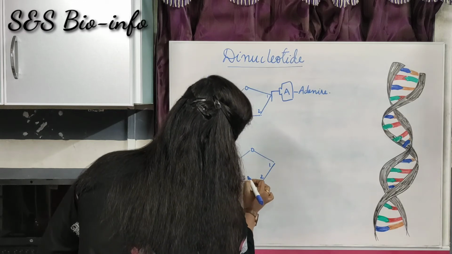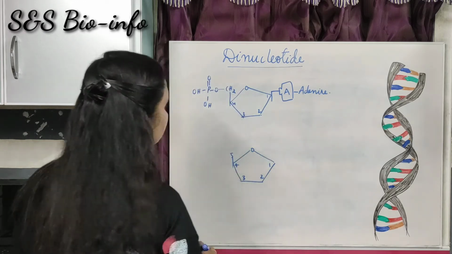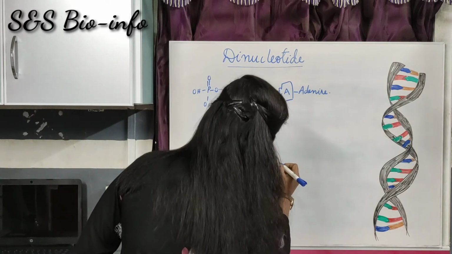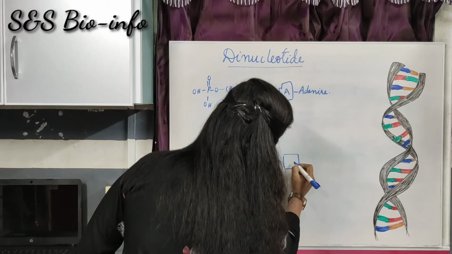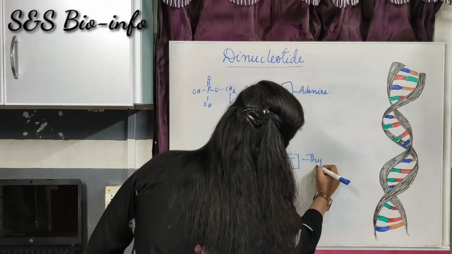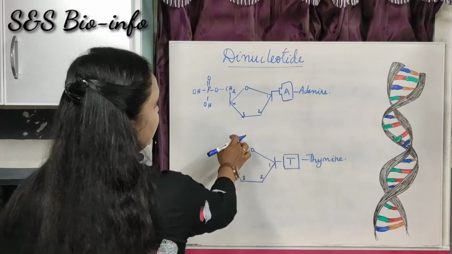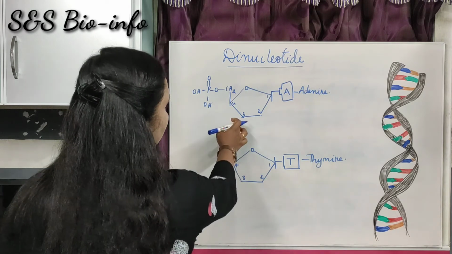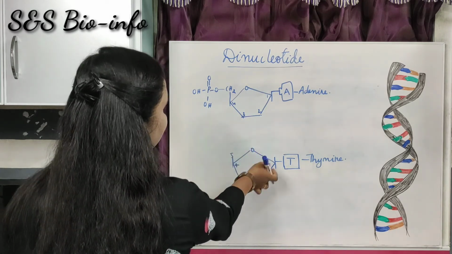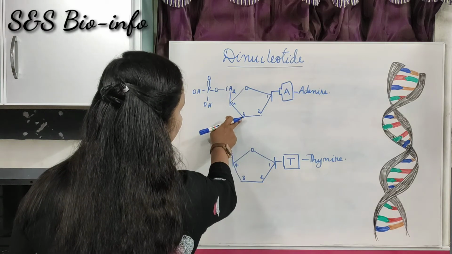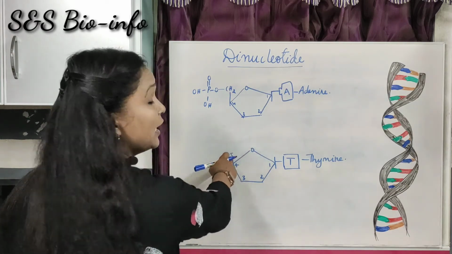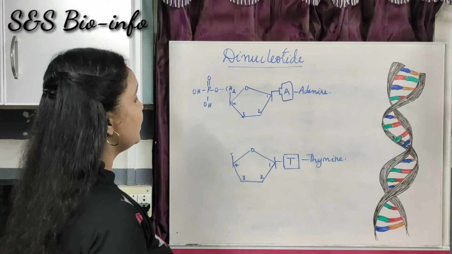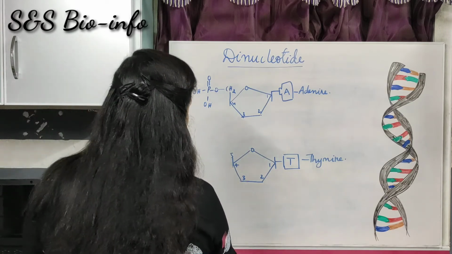First, second, third, fourth and fifth carbon atom, and suppose this is thymine. Next one is thymine. Look at this. Let's understand how this is connected to the next one. One nucleotide is connected to the next by means of the third position of the carbon atom with the fifth position of the next nucleotide by means of a phosphoester linkage, phosphodiester linkage.